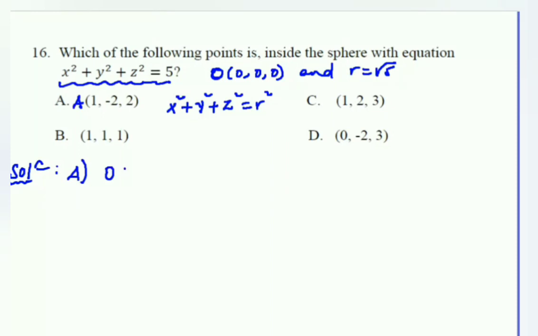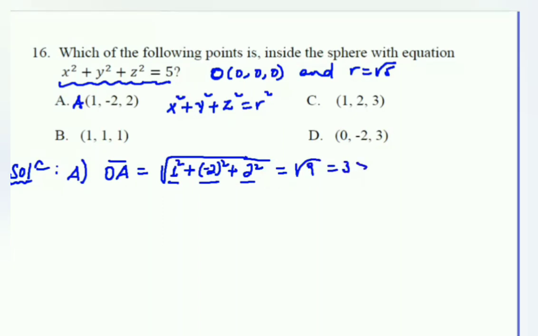The distance from the center to the point A is the square root of 1 minus 0 squared, which is 1 squared, plus minus 2 minus 0 squared, which is minus 2 squared, plus 2 minus 0 squared, which is 2 squared. So this is exactly 1 plus 4 plus 4, which is 9. The square root of 9 is 3. This number is definitely greater than radical 5, which is 2 point something. So since the distance from the center to the point A is greater than the radius, the point A is definitely outside the sphere.